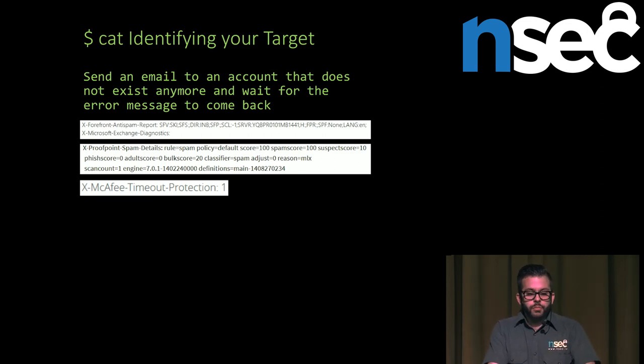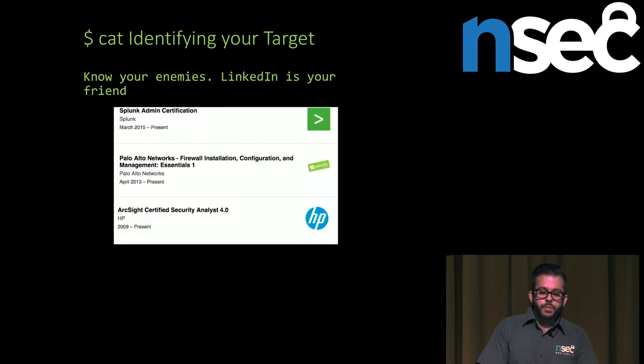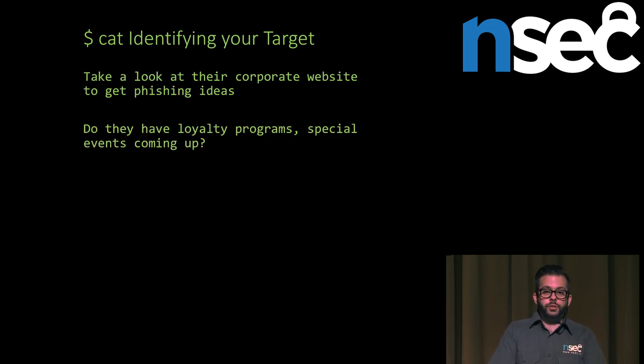The last one, good old McAfee. So again, you're going to know for a fact that they use McAfee technology on the other side, and you can adapt your phishing email to make sure that you're not going to be detected by the solution that they use. Another simple example: LinkedIn, it's your friend. Just look for the kind of jobs that they're offering. It may help you. So if they're looking for a Splunk admin, Palo Alto, or ArcSight, for example, you kind of know what they're probably using on the other side. So again, you can adapt your payload based on this information.